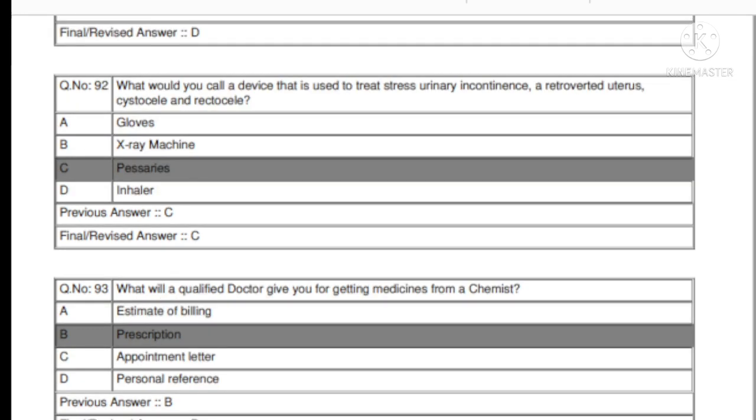Next question, question number 92. What would you call a device that is used to treat cystitis, urinary incontinence, a retroverted uterus, cystocele and rectocele? This question becomes easy because of its options. So gloves is not a device which is used to treat urinary incontinence. X-ray machine is not the answer. Inhaler is not the answer. So its answer is C, pessaries.